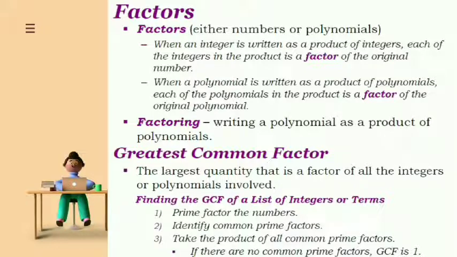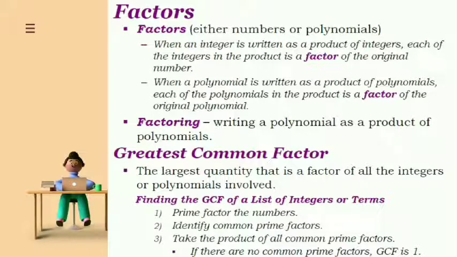When we say factoring, it is writing a polynomial as a product of polynomials. Let's talk about the greatest common factor, or GCF. It is the largest quantity that is a factor of all the integers or polynomials involved. Finding the GCF of a list of integers or terms.